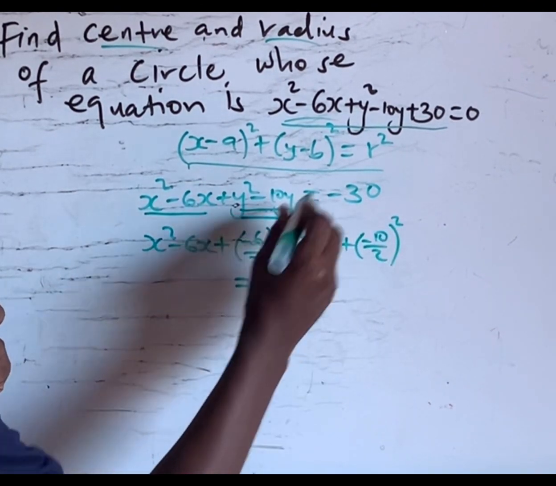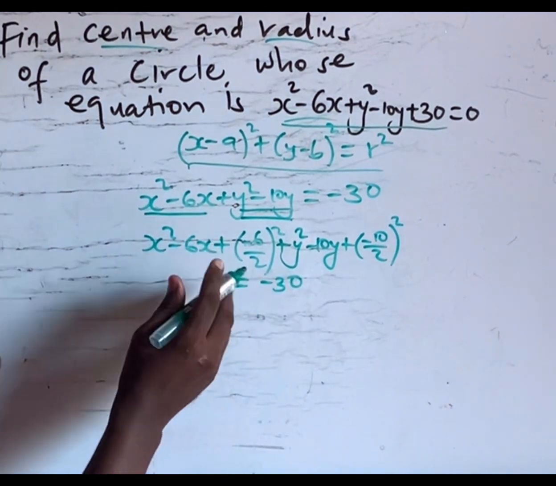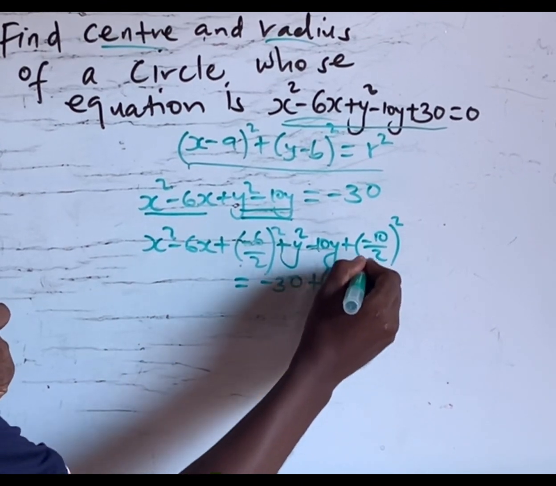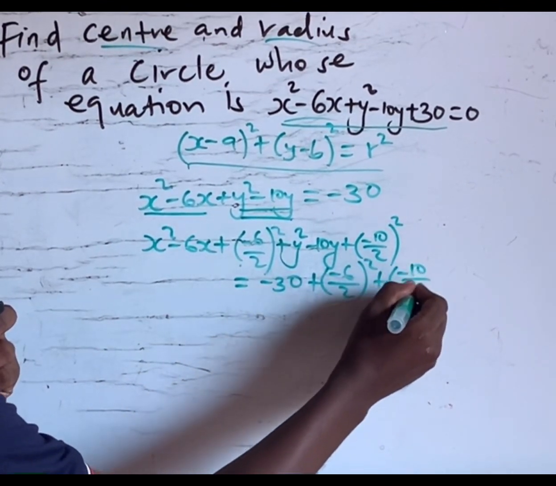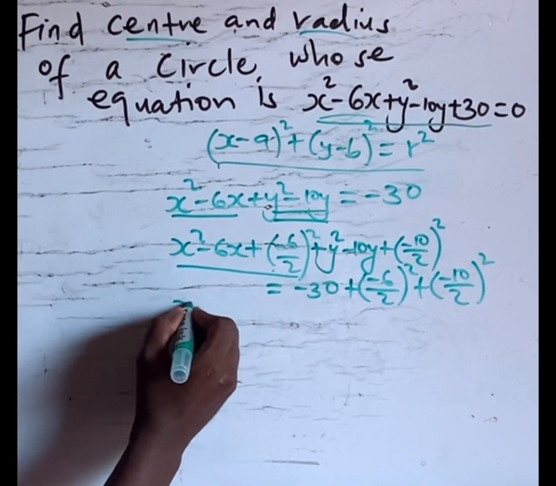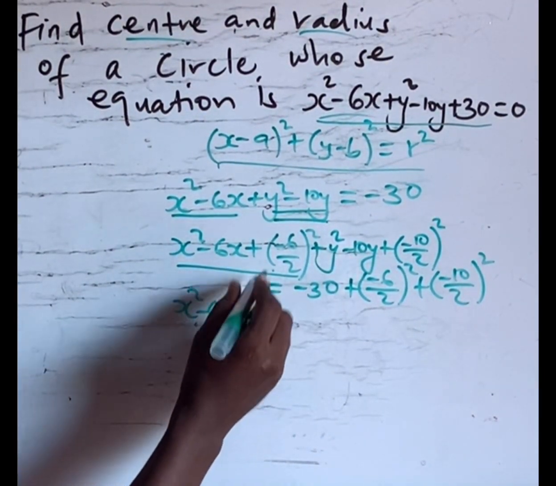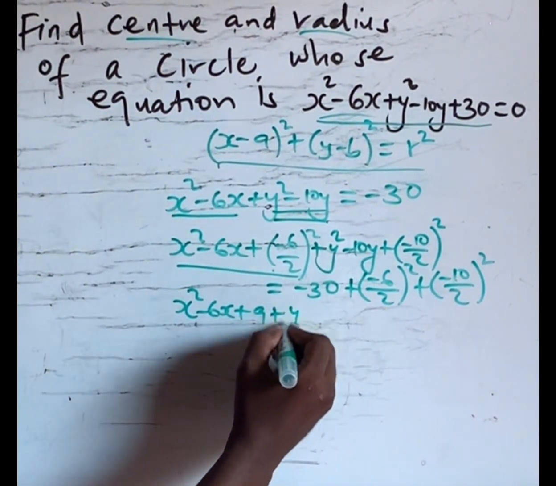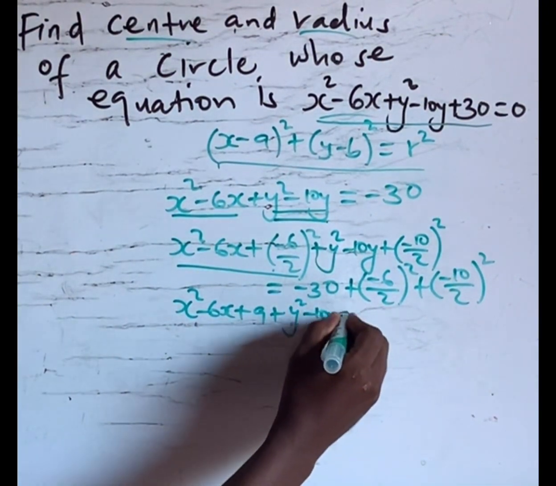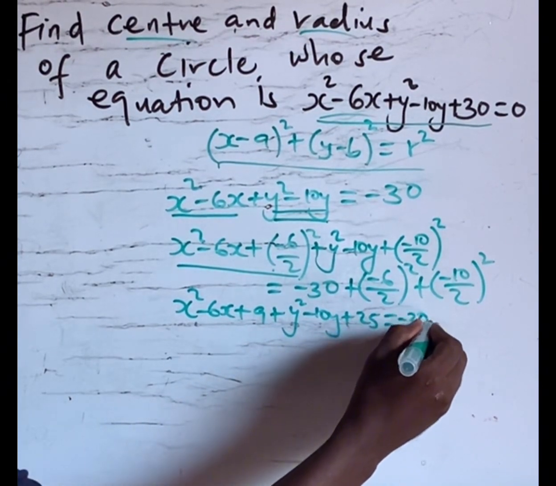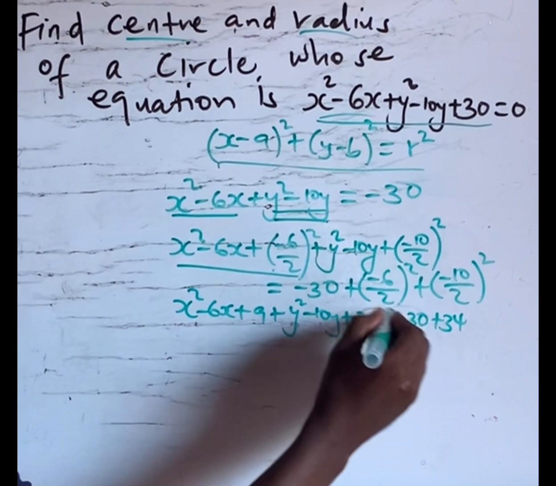This will equal negative 30. Whatever we do to this side, we must also do to the other side, plus (-6/2)^2, and then plus also (-10/2)^2. Now we can simplify our equation. So this will be x^2 - 6x + 9. Then this one will also be y^2 - 10y + 25. And on the other side, we'll have negative 30 plus 34, because this is 9 plus 25.